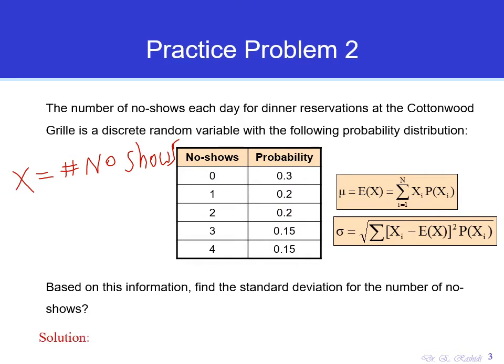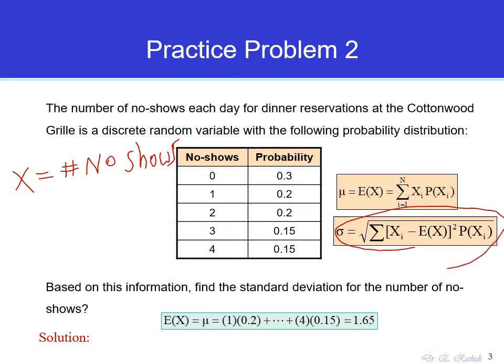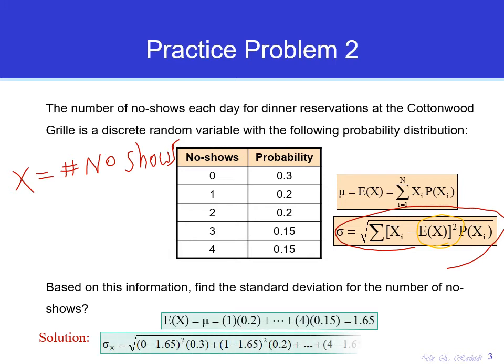All right, let's see the solution. The expected value is 1.65, and using that expected value in this formula, we can find the standard deviation. The standard deviation is equal to 1.42.